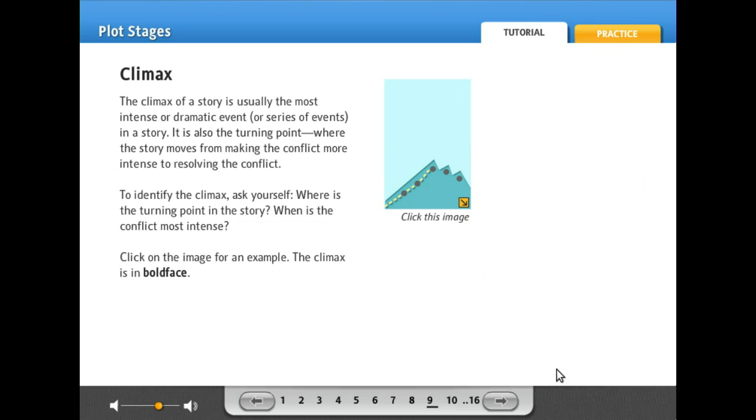The climax of a story is usually the most intense or dramatic event or series of events in a story. It is also the turning point, where the story moves from making the conflict more intense to resolving the conflict. To identify the climax, ask yourself, where is the turning point in the story? When is the conflict most intense? Click on the image for an example. The climax is in boldface.